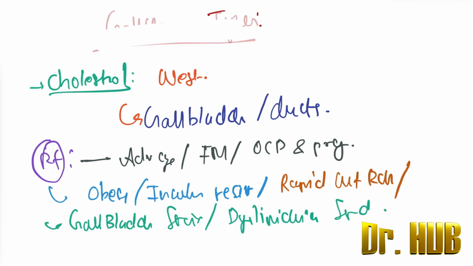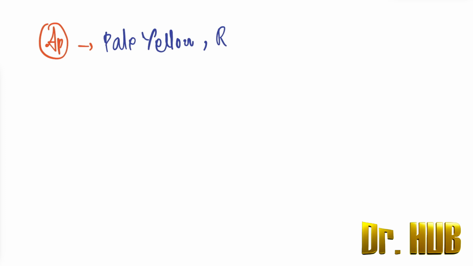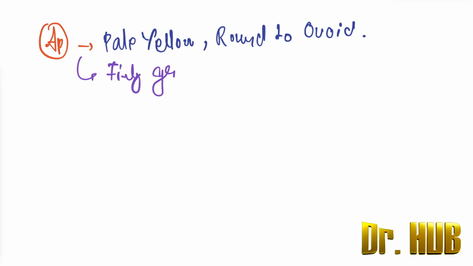Next, let's look at the appearance of the cholesterol gallstones. So appearance wise, it is pale yellow, and it is round to ovoid. Then it is finely granular, as well as there is a hard external surface.